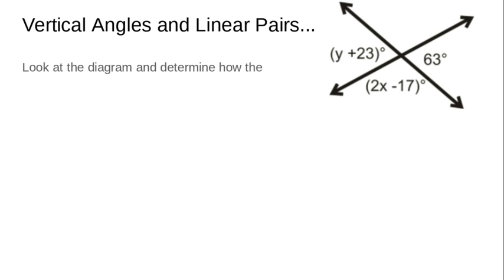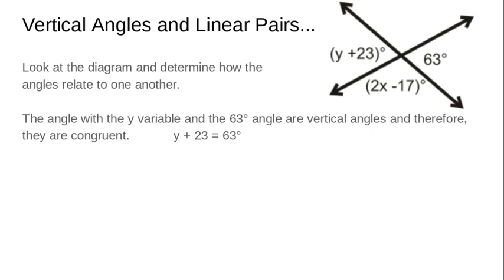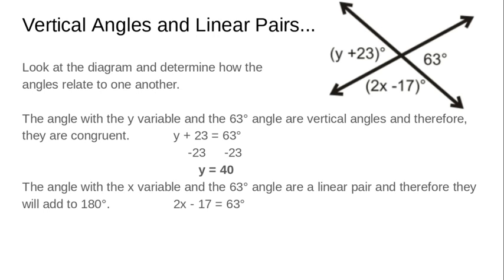So it doesn't matter which one you do first. You just want to look at the angles, see how they relate to one another, and choose one of them to go with first. So I went with vertical angles first because I saw it first. So y plus 23 has to equal 63. So we subtract our 23 and we simply get y to be 40. Now the other one had our x in it. The x and the 63, remember those made a linear pair, meaning they add up to 180.